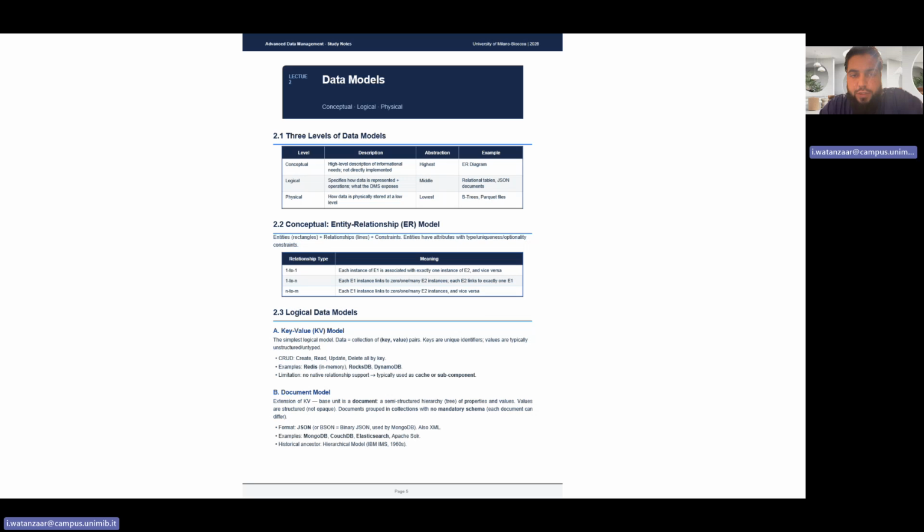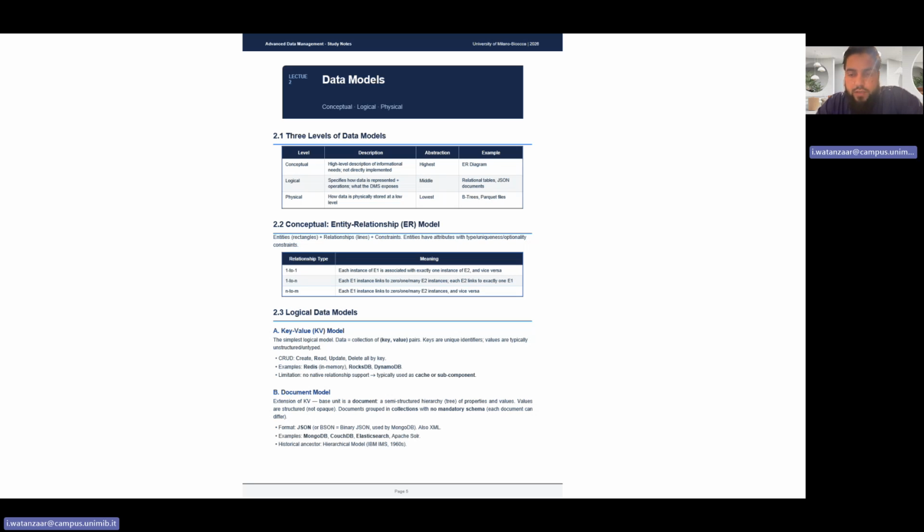Limitation: no native relationship support. Here we don't have any concept of entity relationships like in the conceptual model. It is typically used as a cache or subcomponent. It is more of an abstract, in-memory level, and it doesn't have any relationship support.